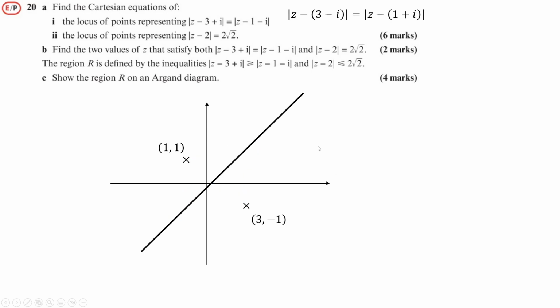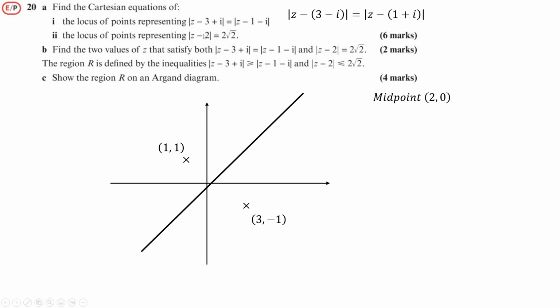So that's fine, we've established that, and that midpoint is just going to be averaging out those 2 points there. You'll get 2, 0. So I've just done 1 plus 3, which is 4, divided by 2, and then 1 plus minus 1, which is 0, divided by 2 is 0. Okay, that part's done. Locus of points representing |z - 2| = 2 root 2.